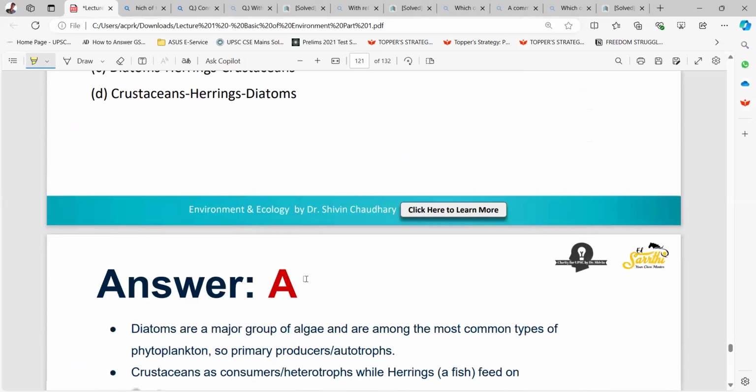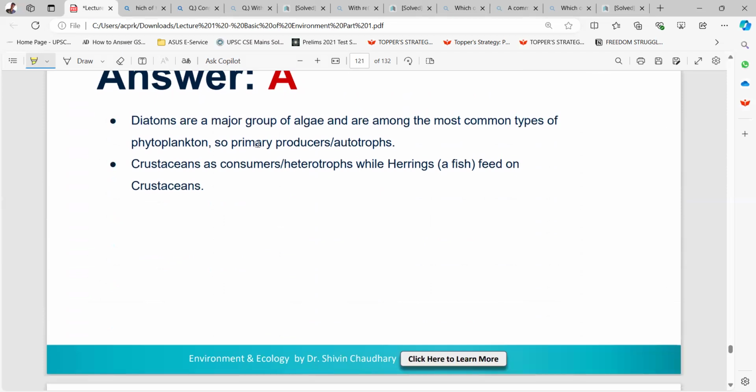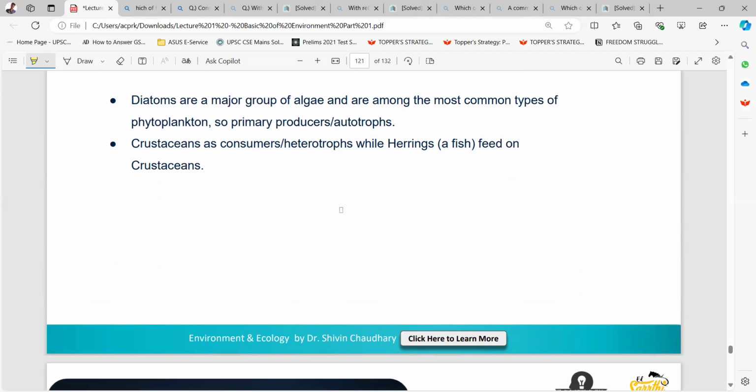Okay. Diatoms are a major group of algae and are amongst the most common types of phytoplankton, so primary producers or autotrophs. Crustaceans are consumers or heterotrophs, while herrings, a fish, feed on crustaceans. Okay.